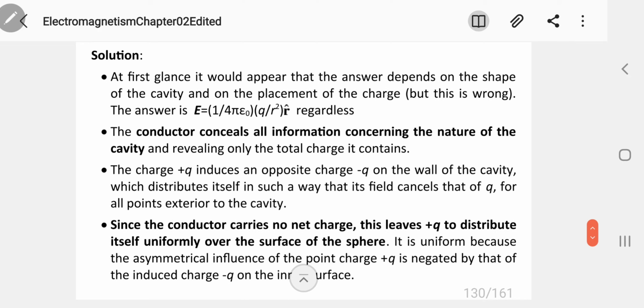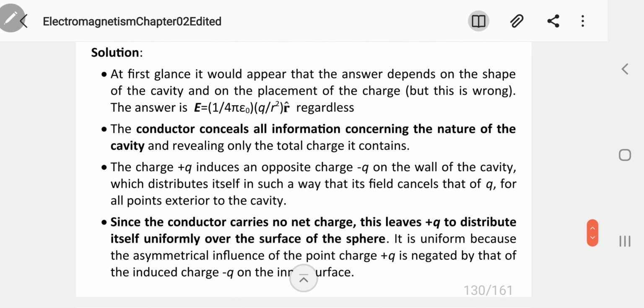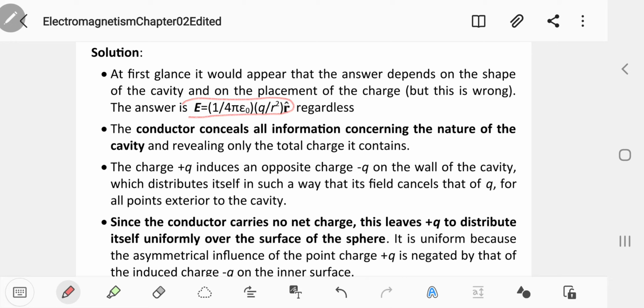So at first glance it would appear that the answer depends on the shape of the cavity, but no, there's no way to know the shape inside the conductor unless you break the conductor. But if you don't break it, you will never know what the shape of the cavity is. What happens is that you will just measure the electric field outside the sphere by this formula, regardless of the shape of the cavity. So you only calculate that the conductor conceals all information concerning the nature of the cavity. You will not know.